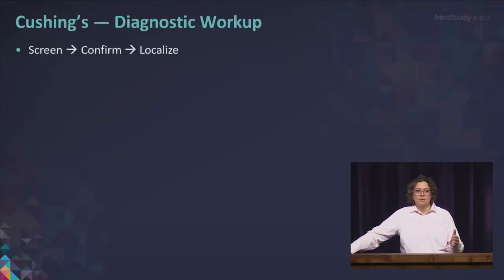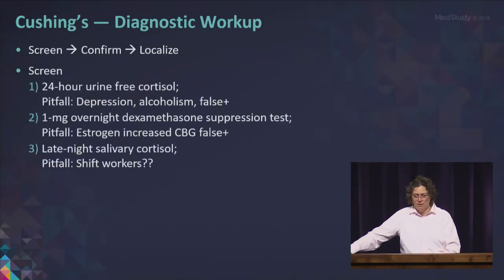What you're going to find in endocrinology is we never jump to imaging. We don't love imaging. Incidentalomas plague us. So we always want to screen, confirm, and then once we confirm it, then we localize, okay? Then we do imaging. So imaging never happens before a confirmatory diagnosis for us.